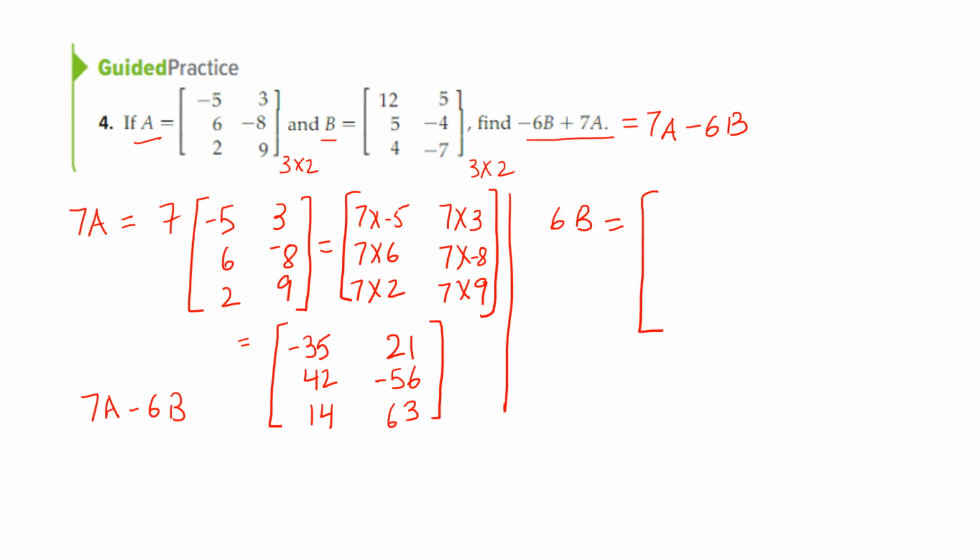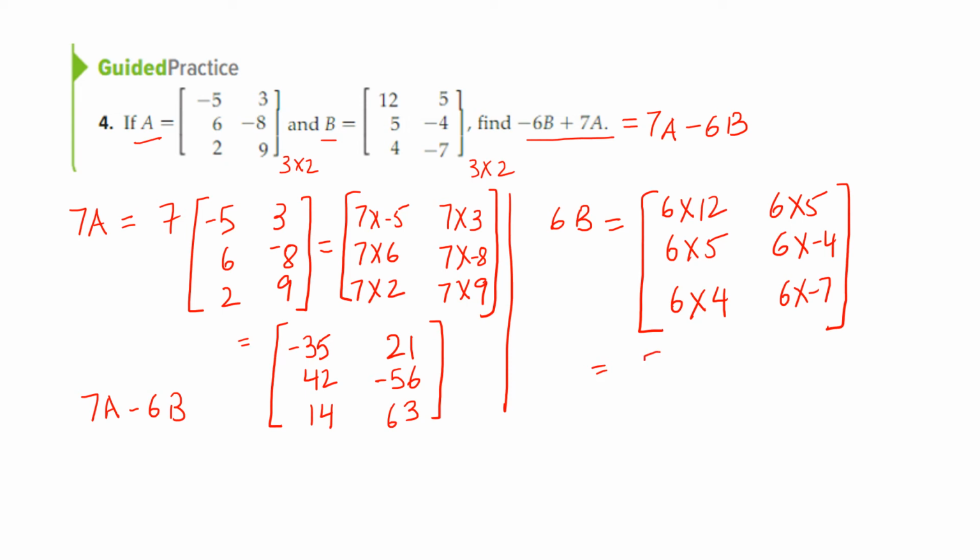6 times B. So now I'm going to do it a little directly since you already know the method. So 6 times B means each element in this matrix is multiplied with 6. So 6 times 12, 6 times 5, that's the first column. 6 times 5, 6 times negative 4, 6 times negative 7. So let's just simplify. So 12 times 6 is the same as 72. This is 30, this is 24. Again 30, negative 24, and negative 42.